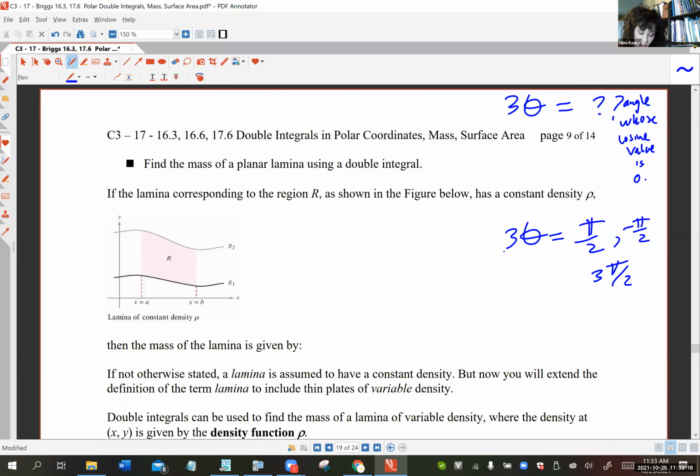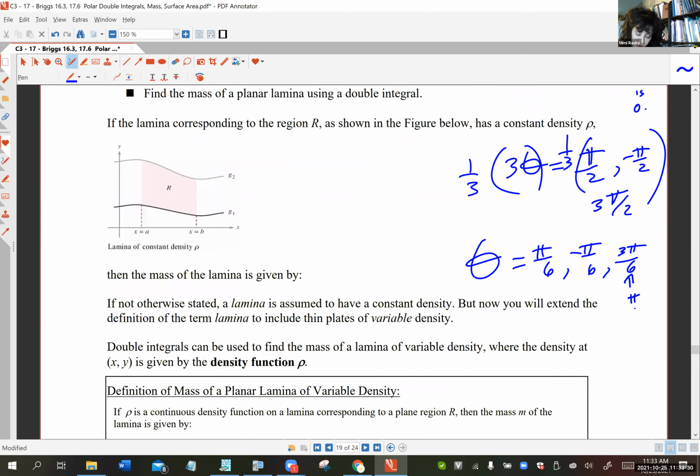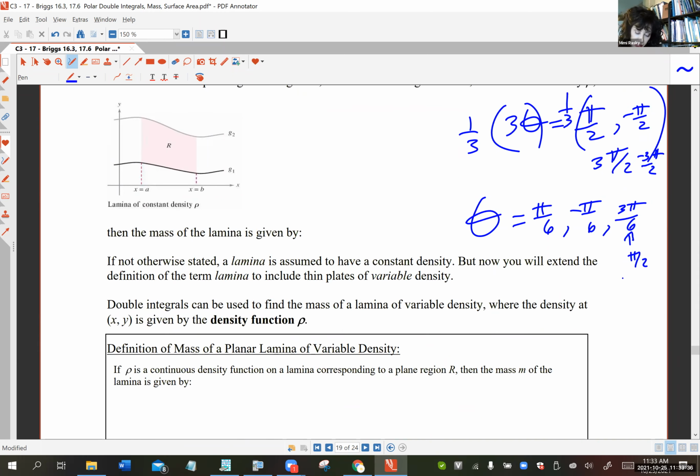If I multiply both sides of the equation by 1/3, my theta will be either pi over 6, negative pi over 6, or 3 pi over 6, but that reduces to pi halves. And you could have had negative 3 pi halves here, and that would have been something else also. Okay, negative pi halves.